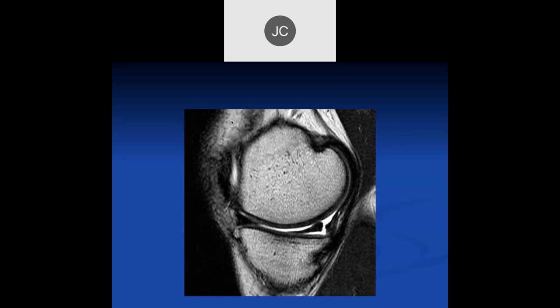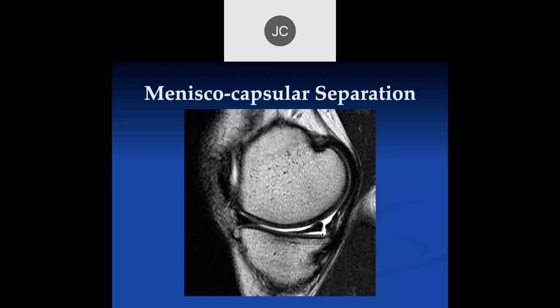So I'm seeing fluid undercutting the posterior horn. This is on the medial side, and really the entire periphery looks like it's separated here, and it also goes to the inferior surface. So this is also a meniscal capsule separation.